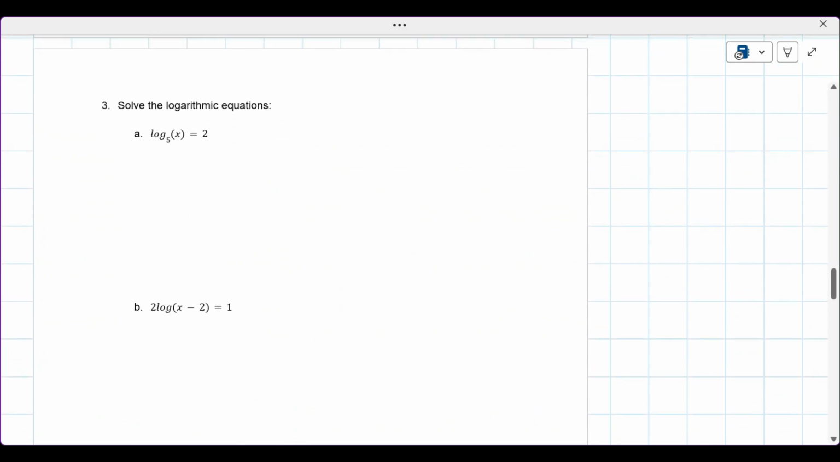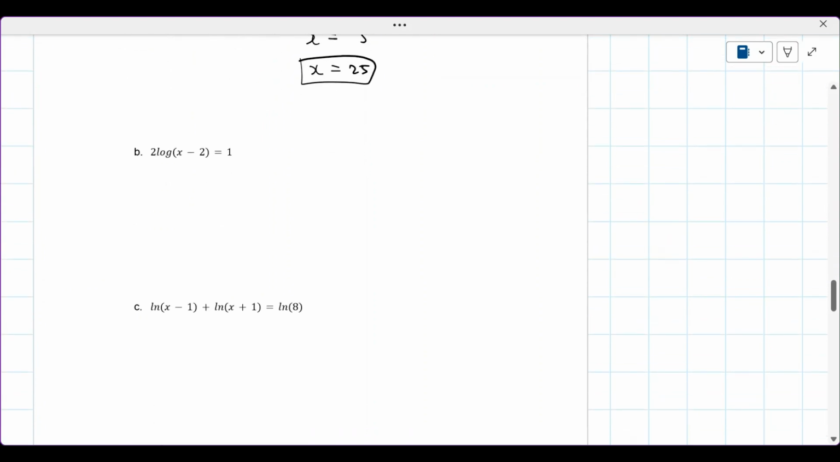Moving on, question number 3. Solve the logarithmic equation. So now we need to undo the logarithm to solve this equation. The first question we have is log base 5 of x equals 2. In order to undo the logarithm base 5, we need to do the base to the power of. Remember that, base to the power of, in order to undo the logarithm. So I'm going to do 5 to the power of on both sides. So 5 to the power of log base 5 are going to cancel each other out. x equals 5 squared. x equals 25 would be the final answer.